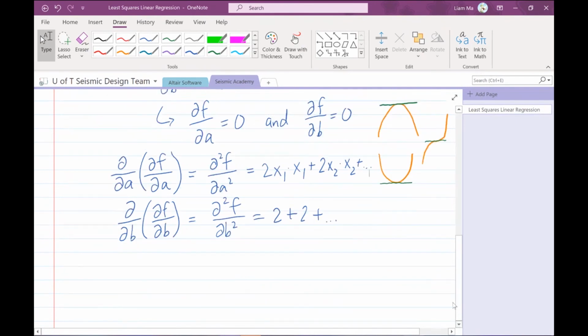And the requirement for a minimum point, I'm going to draw it out again, is to think of this as like a nice cup. The requirement is you want your function to be curving upwards. And you want your function to be curving upwards along the A direction and the B direction. And what calculus tells us is the condition that we need to satisfy in order for this to happen is the second partial derivatives have to be greater than 0.